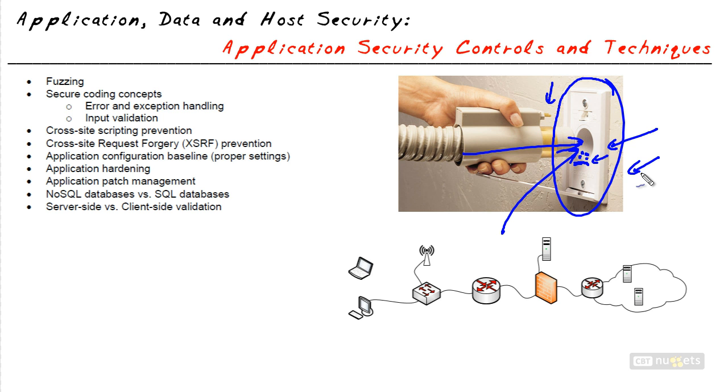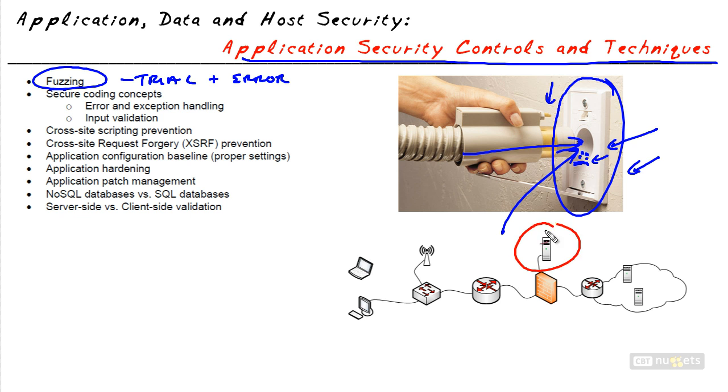Now you might ask, okay, Keith, that's fun, but what does that have to do with application security controls and techniques? Well, one of the trial and error methods that we're often going to use with applications is a process called fuzzing, or fuzz testing. And it's really a bunch of trial and error.